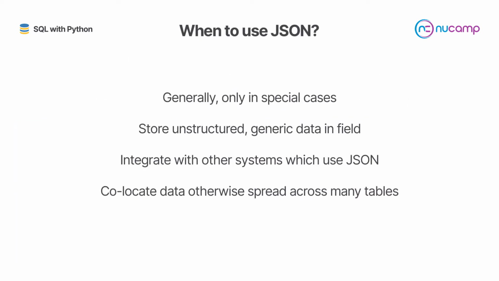The use of JSON in relational databases should generally be reserved for special cases. For example, if you need a field to serve as a kind of bucket to hold generic data of any type, JSON may be a good choice. Another case is integrating with other services that use JSON, and for which converting their JSON data into SQL is inconvenient or unnecessary. Lastly, if there is a need to co-locate data that would otherwise span many tables, JSON can help avoid that complexity.